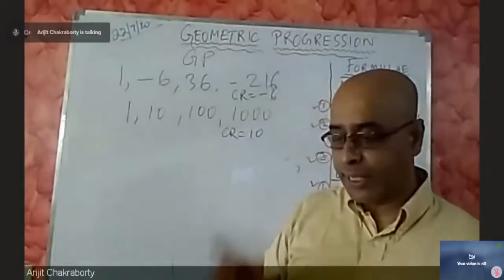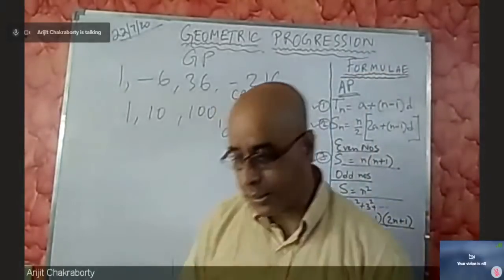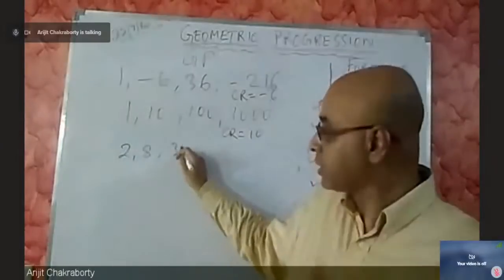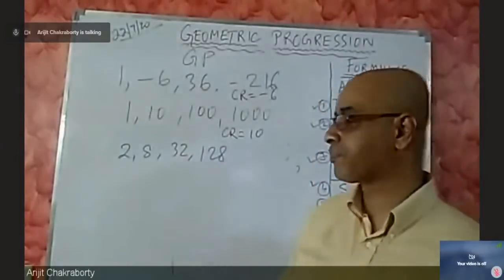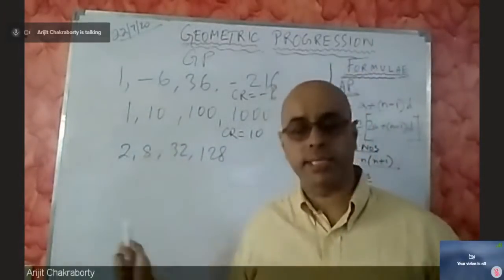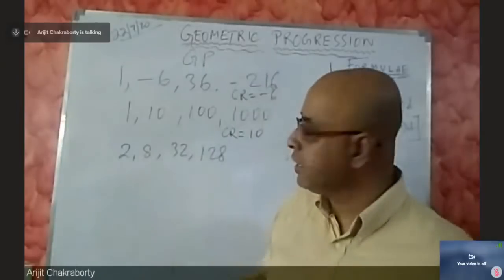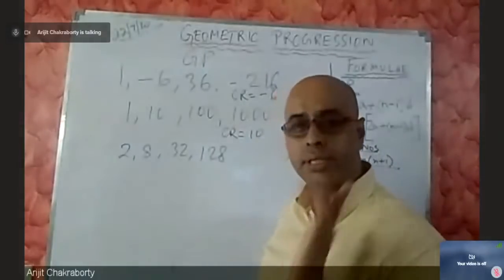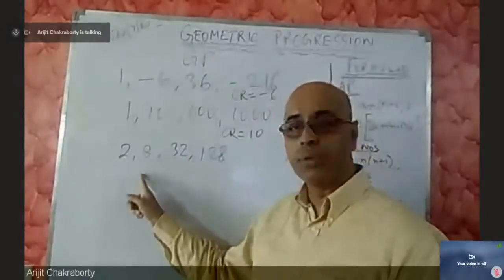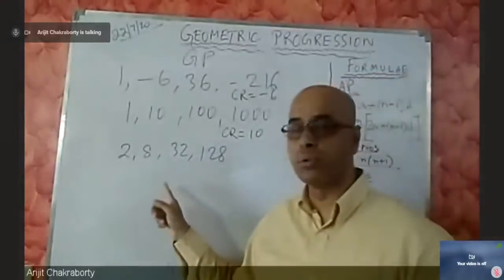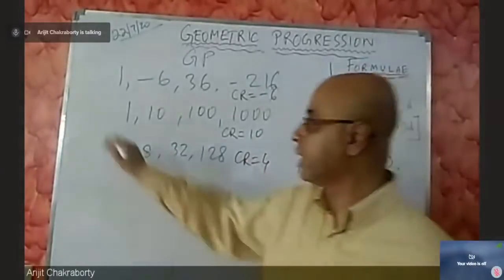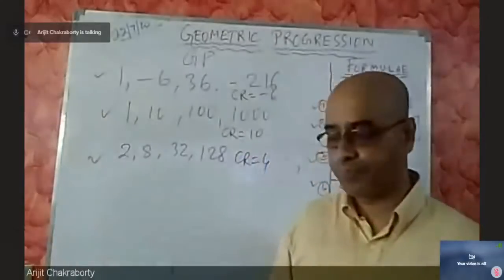Okay, we'll take one more. Let us take 2, 8, 32, 128. Is this a sequence? Yes. Is it AP? No. Is it GP? Yes, because 8 by 2 gives me 4, 32 by 8 is 4, 128 by 32 is also 4. So the common ratio is 4. So it is a GP.